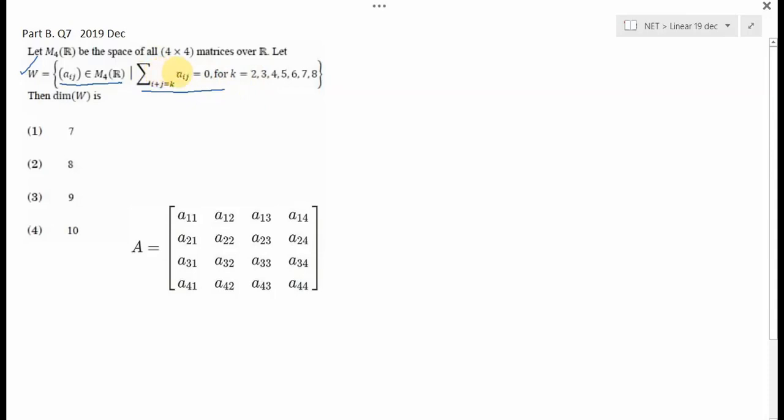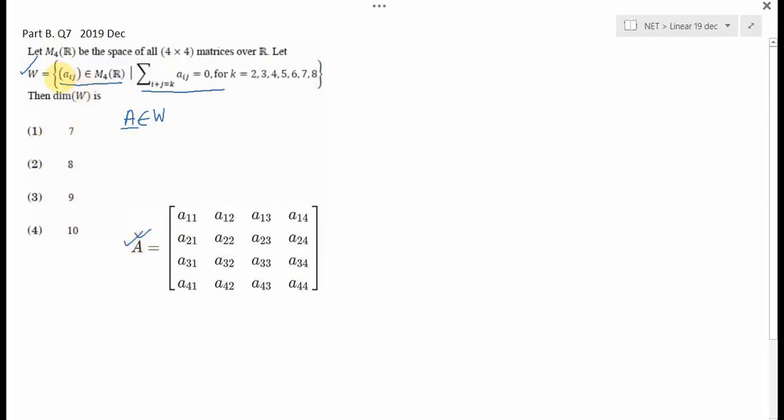The condition is the summation of Aij, where the sum of i and j is equal to k, and all possible values of k are 2, 3, 4, 5, 6, 7 and 8. Now let us take an arbitrary matrix A from W. So this arbitrary matrix A should look like this.